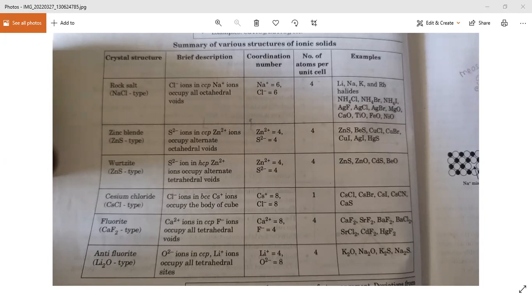So today we'll start first this tabular column, which is very important for the competitive side, not for the NCERT point of view side.